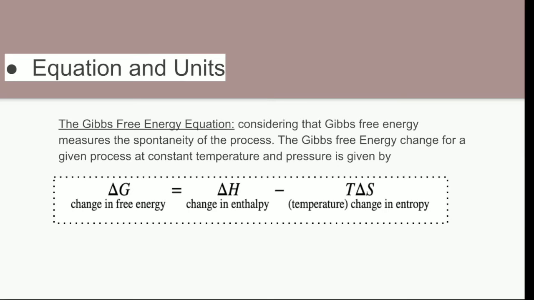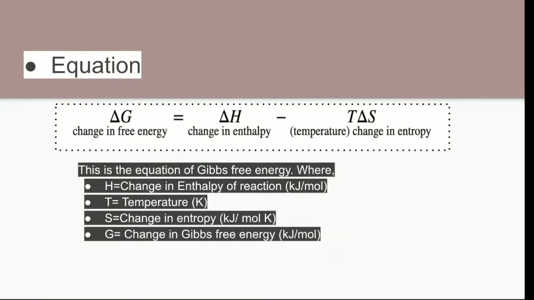Equation and units. The Gibbs free energy equation. Considering that Gibbs free energy measures the spontaneity of the process, the Gibbs free energy change for a given process at constant temperature and pressure is ΔG = ΔH - TΔS. So here the H represents the change in enthalpy of a reaction, the T represents temperature in Kelvin, S represents change in entropy, and then ΔG represents change in the Gibbs free energy.